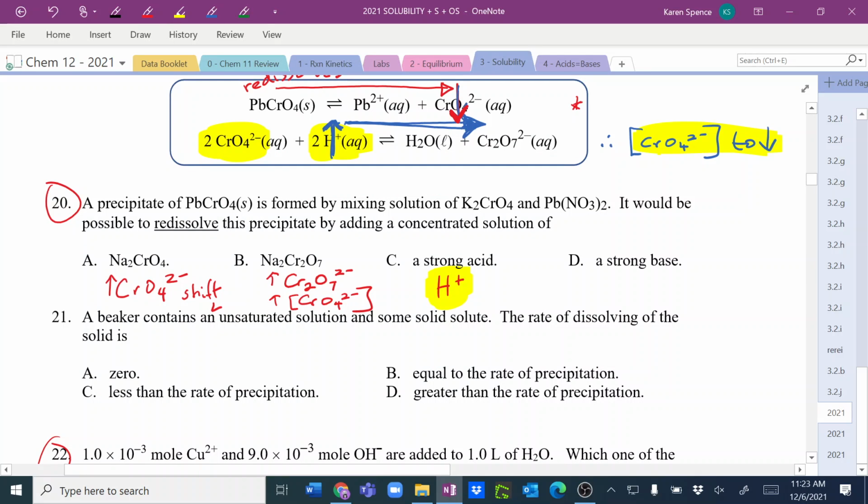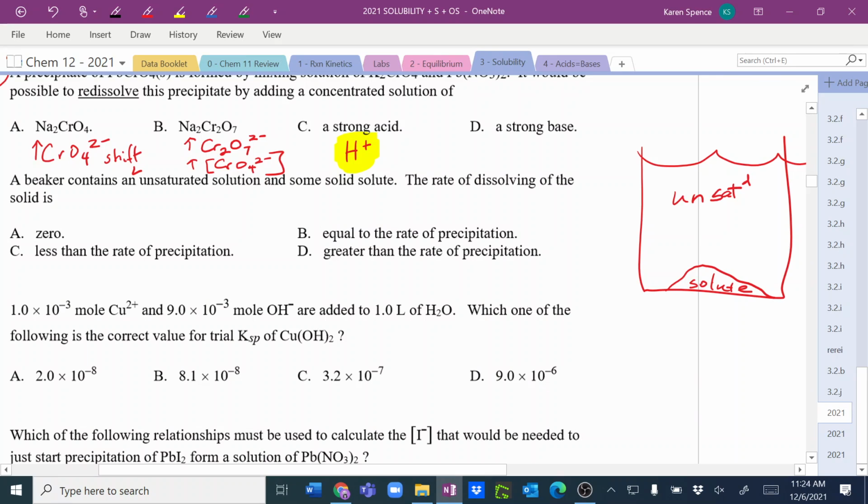21, yes. A beaker contains an unsaturated solution and some solid solute. So we have in our beaker unsaturated and we have some solid solute. Is it true that the rate of dissolving of the solid is 0? Is there no dissolving at all? No. There's always dissolving. Okay, if there is solid present, there will always be dissolving taking place.